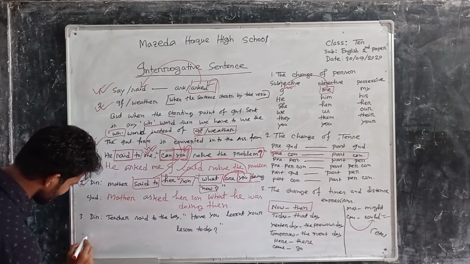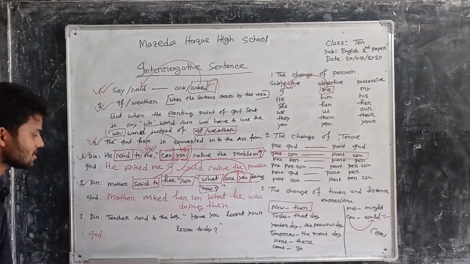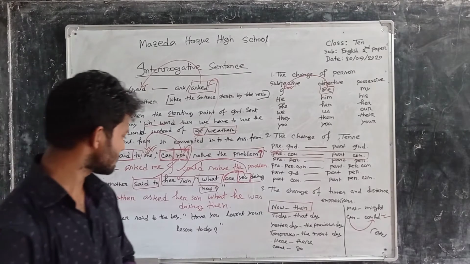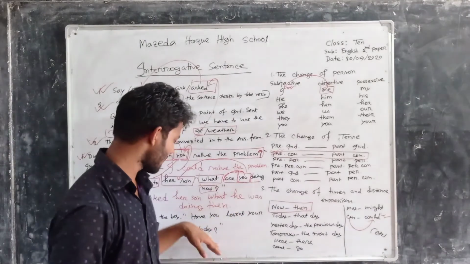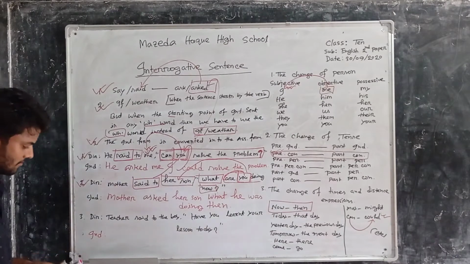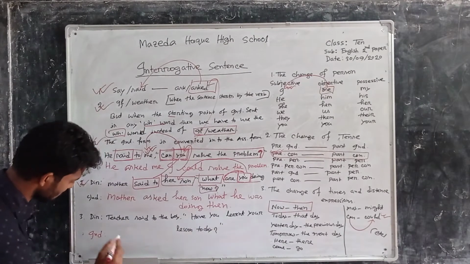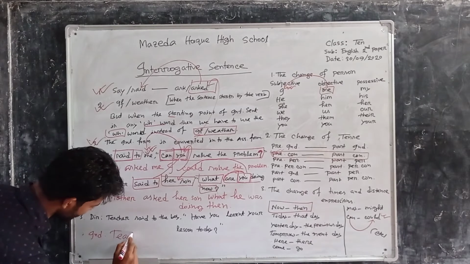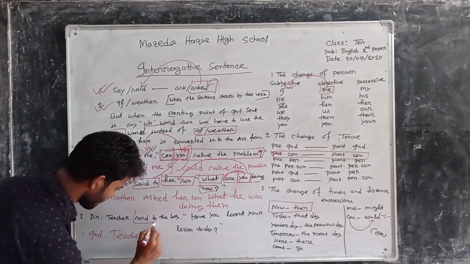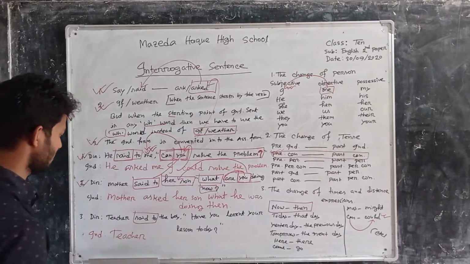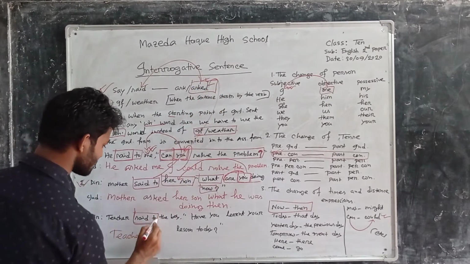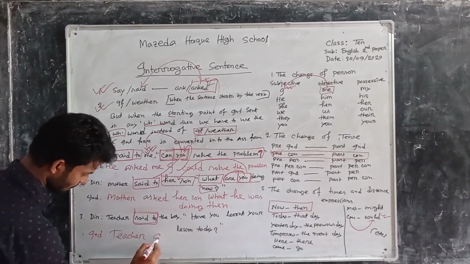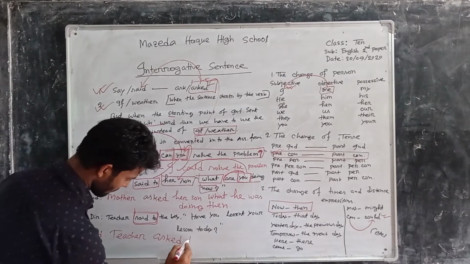The last sentence is, teacher said to the boy, have you learned a lesson today? At first, we will use the subject of reporting verb. Then we have to use asked instead of the reporting verb said to. The boy.